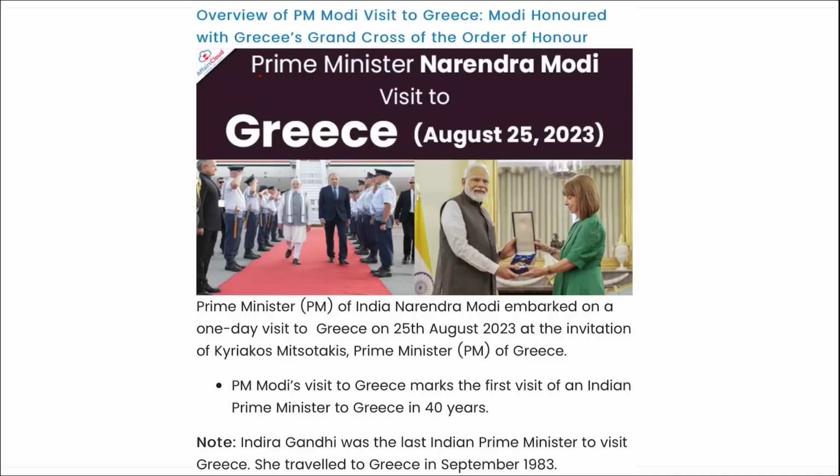Next, here you can see Prime Minister Narendra Modi was on his one-day visit to Greece on 25th of August, and there he was honored with this title, that is the Grand Honor of the Order of Greece.